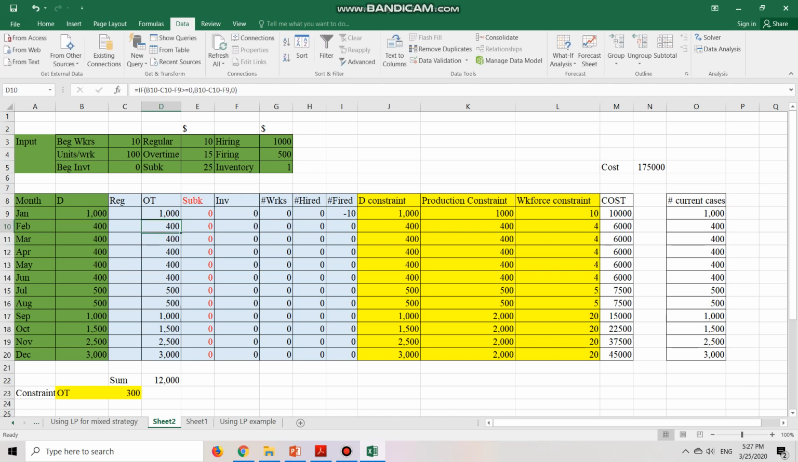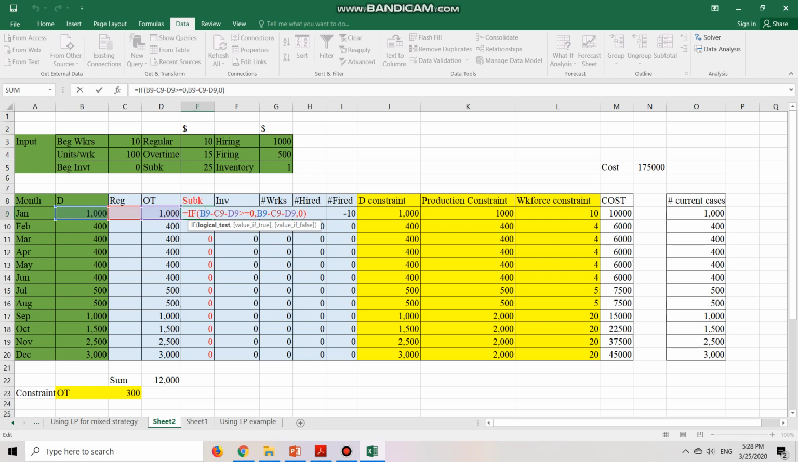So the same, we just copy it to other cells in this column, so we can find the rest of the value of overtime. So the same for subcontracting, but for production quantity we consider both regular production and overtime. Okay, so here we also see if the total quantity they produce from regular production and overtime is not enough to satisfy the demand, they will have to do subcontracting. If not, they do not need to.